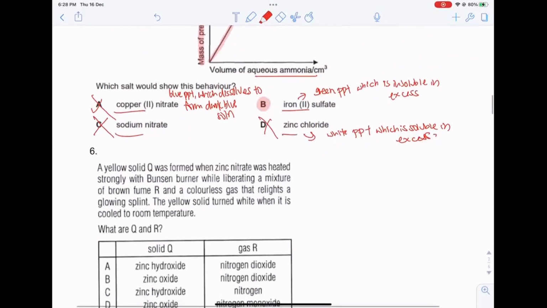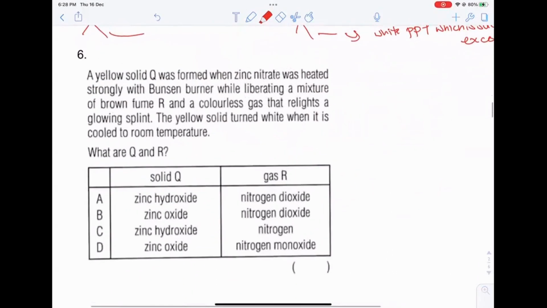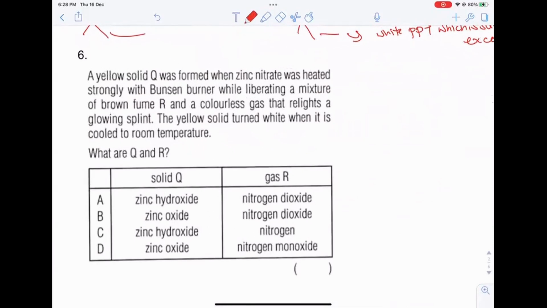Okay, next. Question 6. Question 6 is an interesting one because this is again those things that contain compounds that you need to know, but you don't learn it when you first learn it in school. So a yellow solid Q was formed when zinc nitrate was heated strongly with a Bunsen burner while liberating a mixture of brown fume R. Whenever you see brown fume R for O levels, it's almost always nitrogen dioxide. Remember that. So this is the key. Brown fume is nitrogen dioxide. You don't learn it in the textbook, but for many questions, you need to know this piece of information.